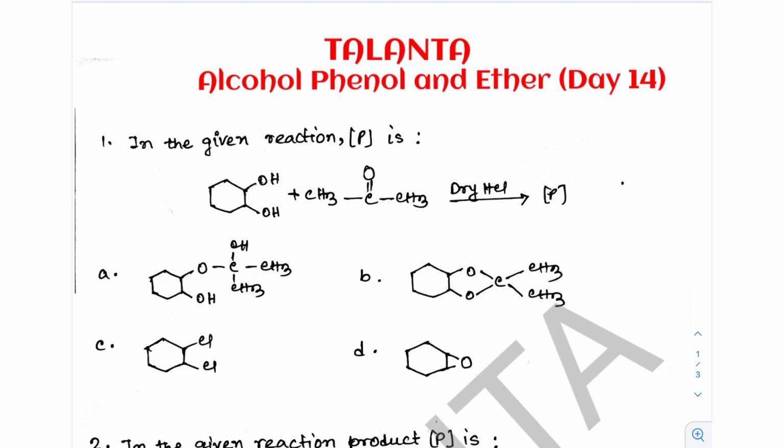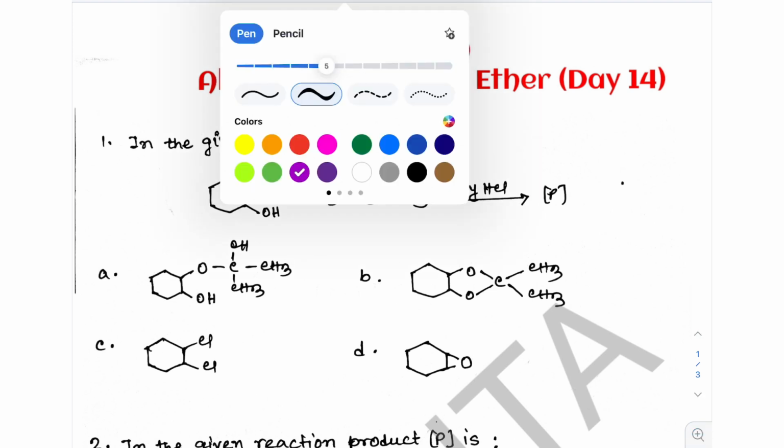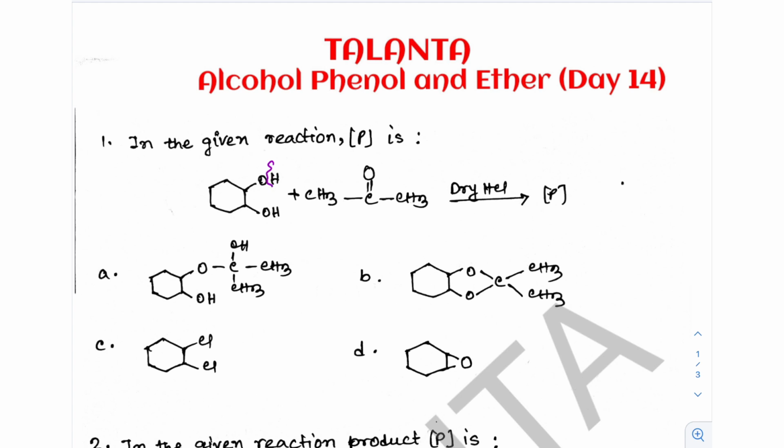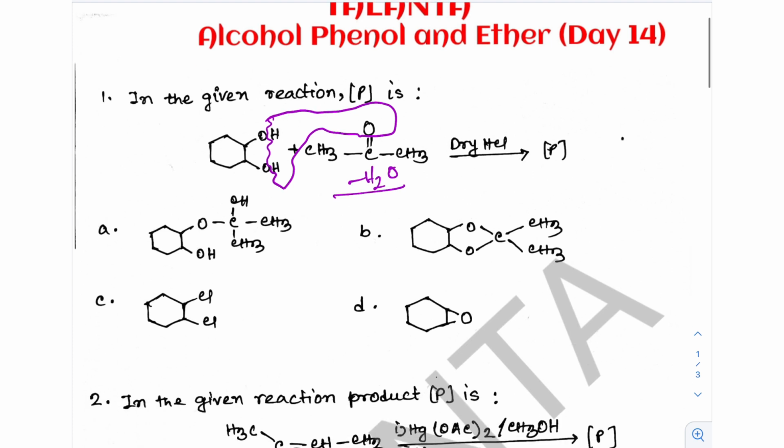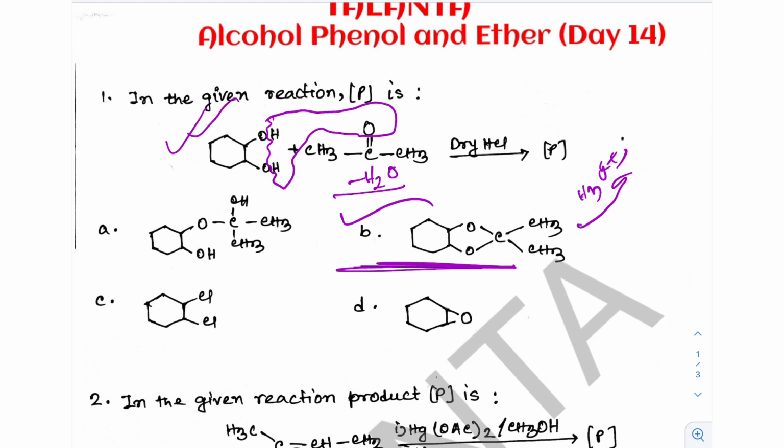So basically what will happen over here is these 2H and this one O will be dehydrated as minus H2O, and the cyclic ketal will be formed. So this will be the product, this one. Option B is the correct answer. And if it is further treated with H3O plus, it will give back this one. This is very important as well.